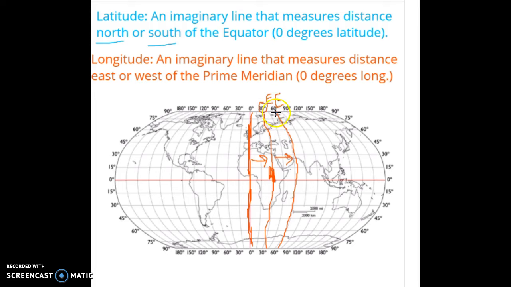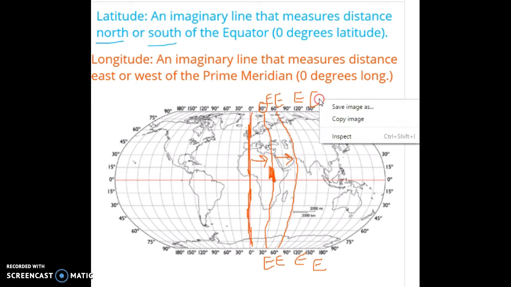Another thing to remember is that this line goes all the way up and down. Some people came here and said, well, what do I put here? Well, this is the exact same line. So if I'm here or I'm here, I'm still 60 degrees east of the prime meridian. All of these over here are going to be east. Remember, we are measuring distance away from 0 degrees longitude.